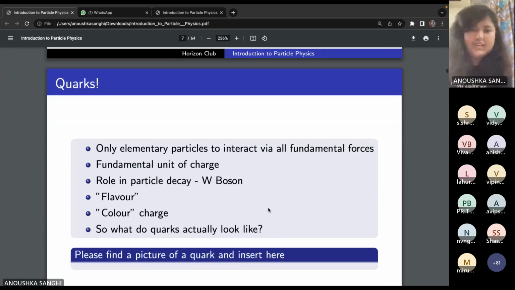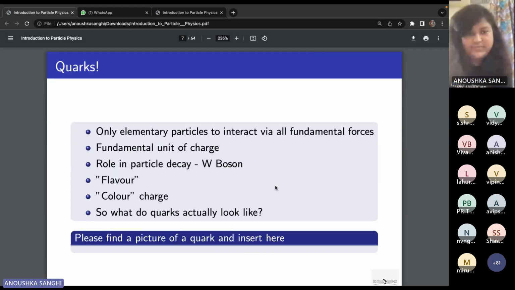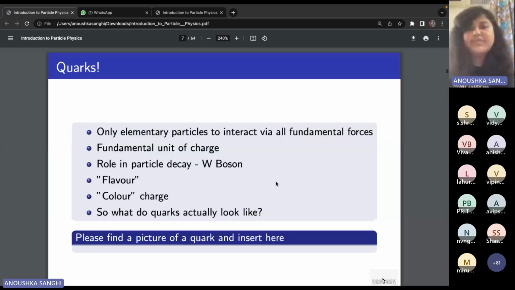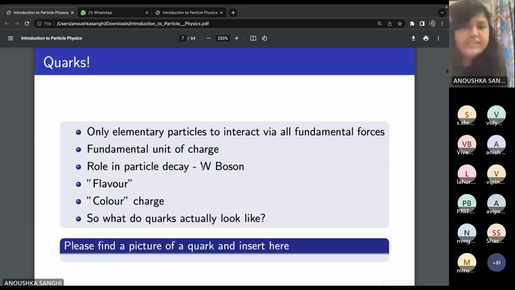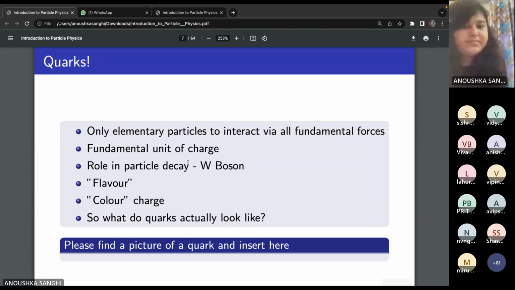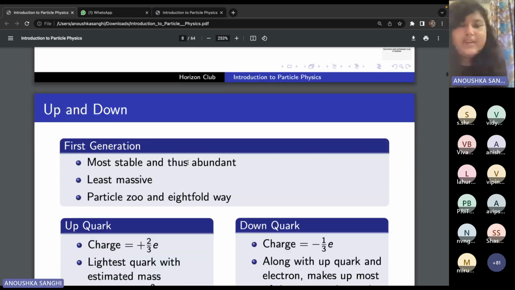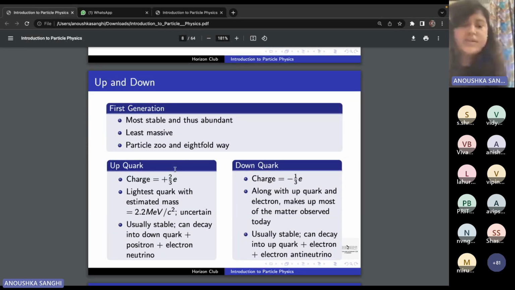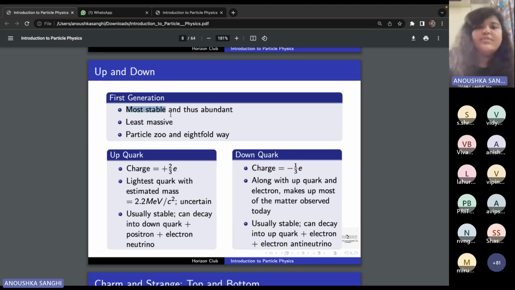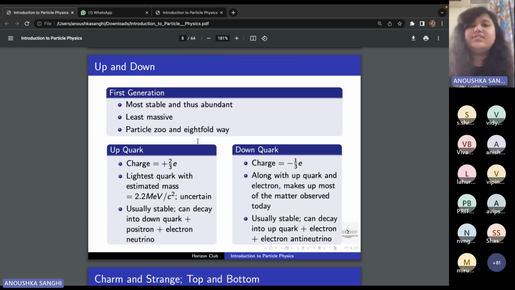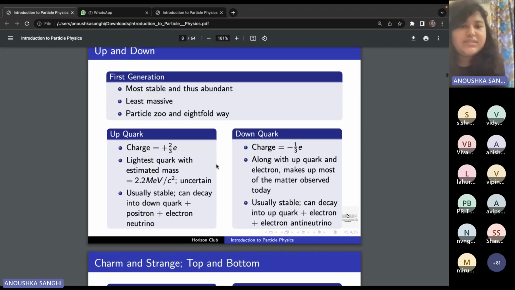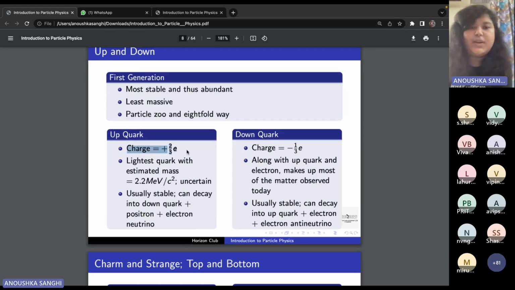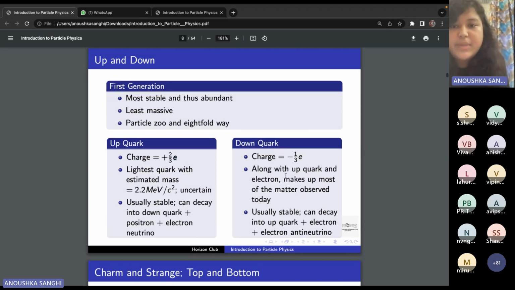Okay, so now flavor and color I'll be explaining. Similarly, here are some of the properties of up and down quarks, and always remember that these are more stable and thus abundant, and that's why they are found in protons and neutrons. So here the charge is written: the up quark has charge plus 2 by 3 and the down quark has minus 1 by 3.